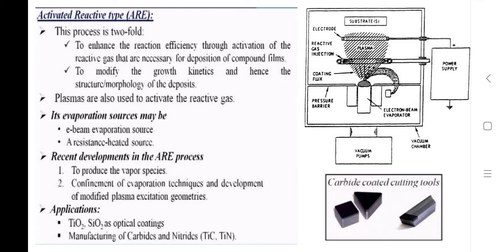Now, what are the applications? We can make titanium dioxide and silicon dioxide as optical coatings. Then manufacture of carbides and nitrides, meaning titanium carbide and titanium nitride, which can be used for coating of some kind of tool material or cutting tool material. Okay, so here you can see.